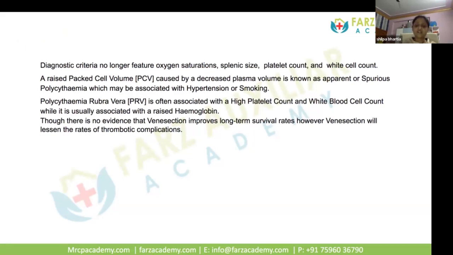Okay, so it is kind of a red cell malignancy. Yeah, you can call it a myeloproliferative neoplasm, so you don't scare the patient by saying they have cancer.